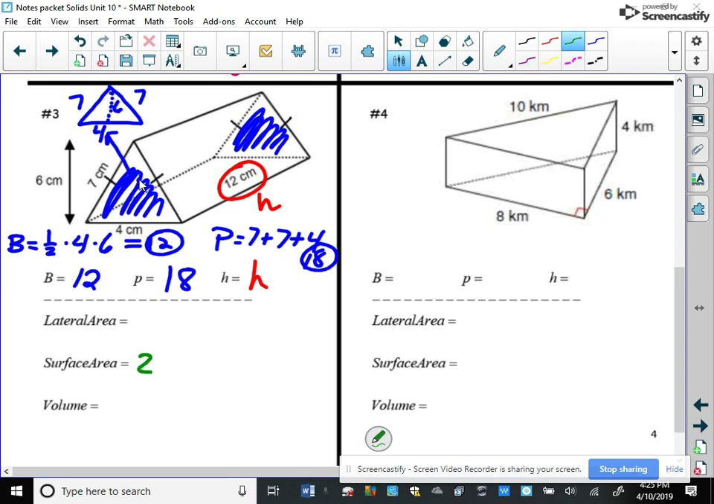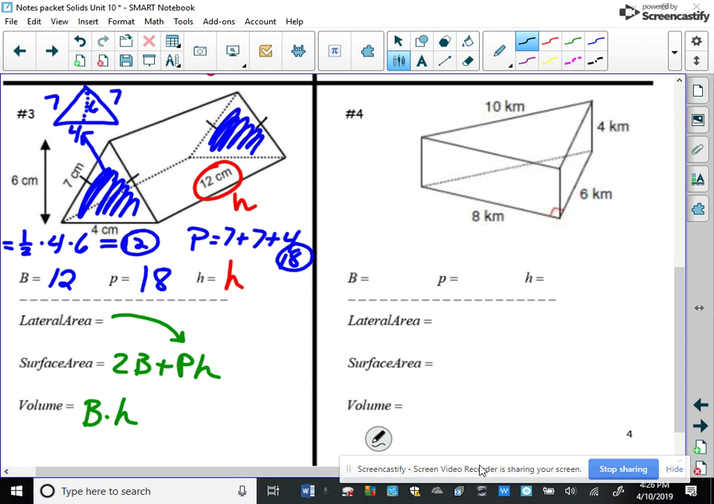So 2B plus PH, and then you plug everything in. For volume is B times H, and you'd plug everything in. And then for lateral area, it's just P and H, so you would just rewrite that second part of the formula. So we're not going to do that one. We're actually going to do number 4. So you're going to try to stay ahead of me.